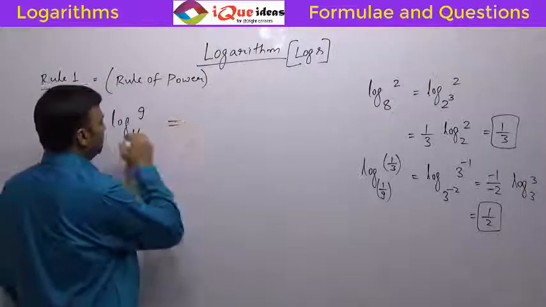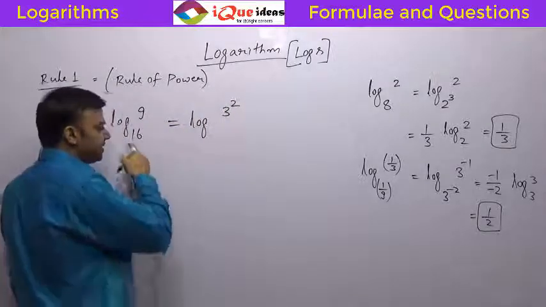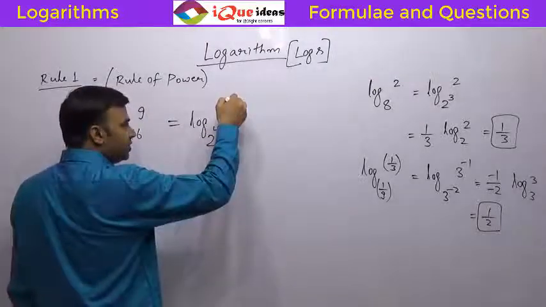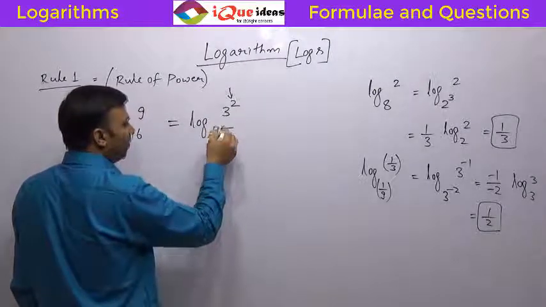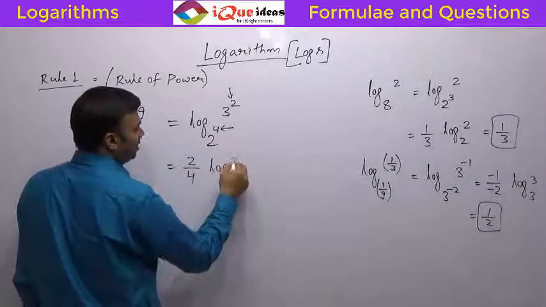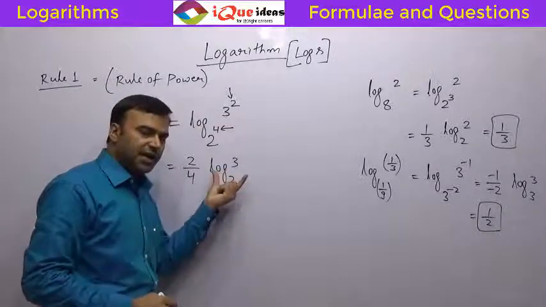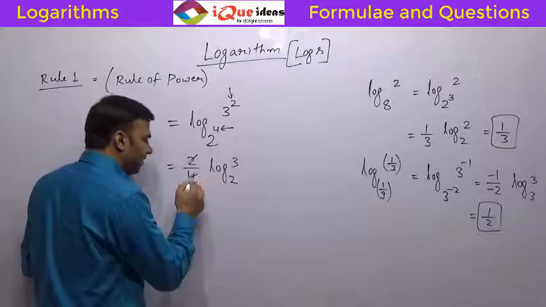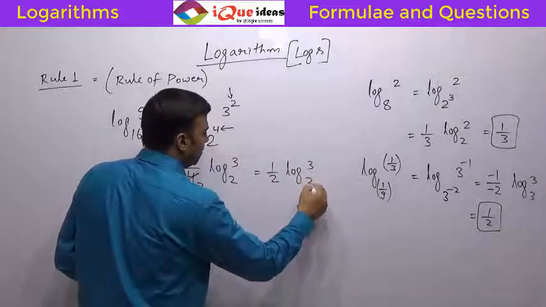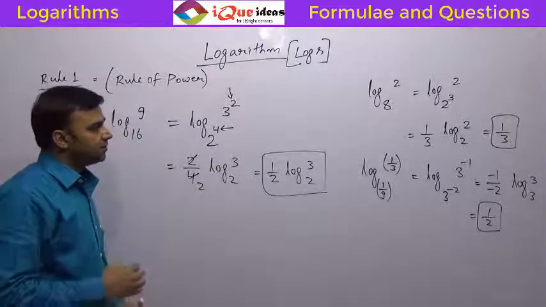then let's see what we do. We can say log of 9 can be written as 3 square. 16 is a power of 2. That can be taken as 2 raised to the power 4. So this 2 and this 4 will come out. So it will become 2 by 4, and inside we have log 3 to the base 2. Now we cannot do any simplification for log 3 to the base 2. So leave it as it is. But 2 by 4 can be simplified as 1 by 2. So the final answer will be 1 by 2 log 3 to the base 2. That's it. This is the maximum simplification that you can do in this particular situation.